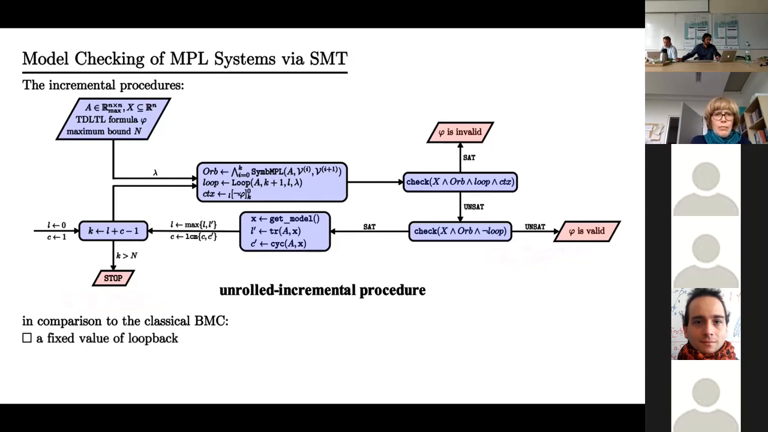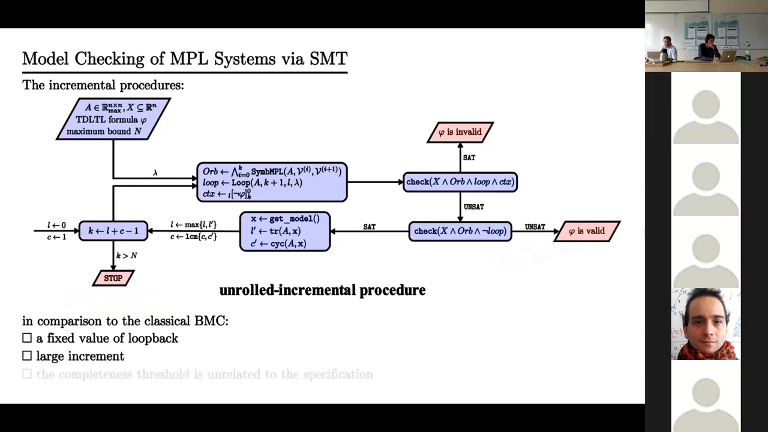First, we always use a fixed value of loopback for each iteration. Such loopback corresponds to the transient L. Second, we may find a large increment. And lastly, the completeness threshold is not related to the specifications. Instead, it is related to the periodic behavior of MPL systems.